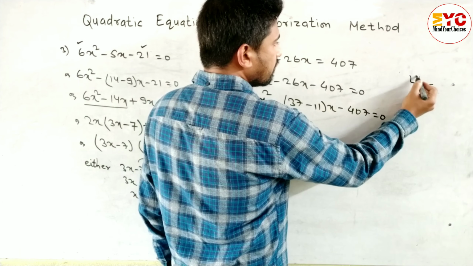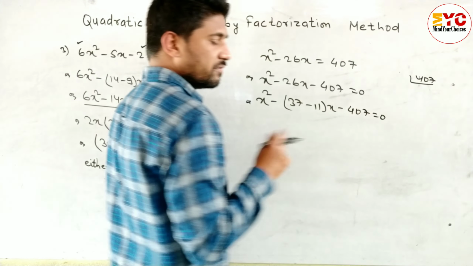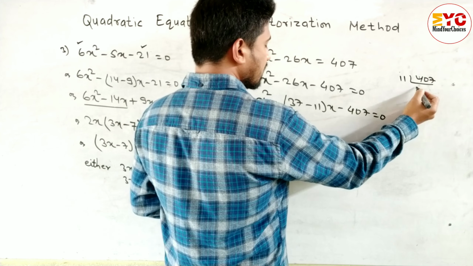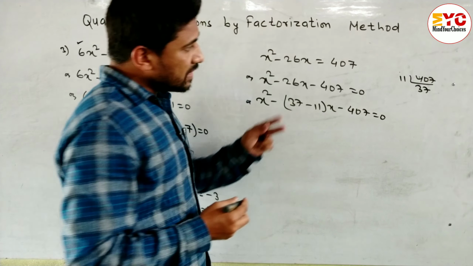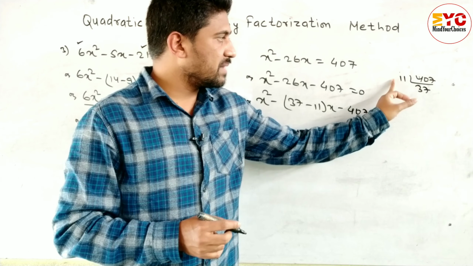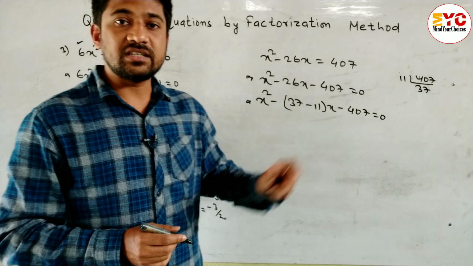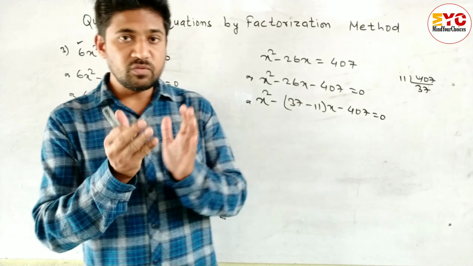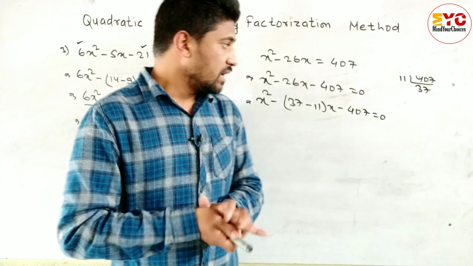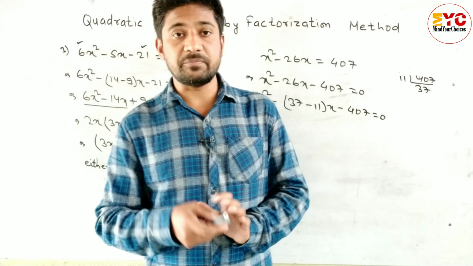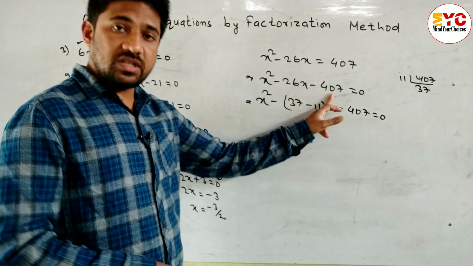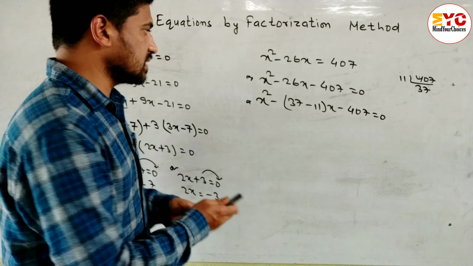You can divide 407 by 2, 3, 4, we will get decimals. But when you divide by 11, you will get 37. And when you subtract these two numbers, 37 minus 11, you will get exactly 26. It means the factors are 37 and 11. When you multiply 37 and 11, you will get 407, and when you subtract, you will get 26. We have to find the factors whose multiplication is 407 and subtraction is 26.